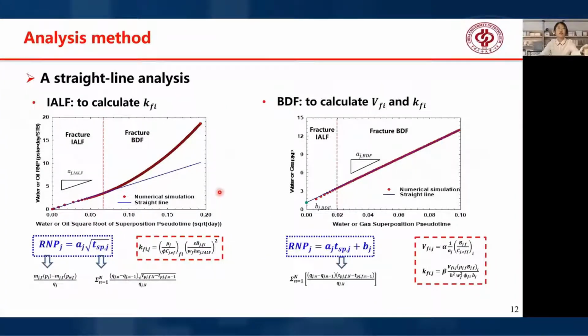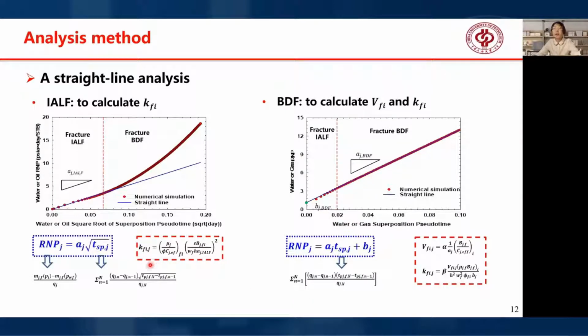The first is infinite acting linear flow. This graph is Cartesian coordinates, and we focused on the first half. According to the expression of RMP, the slope should be the parameter AJ, and we can get the KFI by calculating the parameter AJ. Similarly, in this Cartesian coordinates graph, we focused on the latter half, and we can get the VFI and KFI by calculating parameters AG and BG.